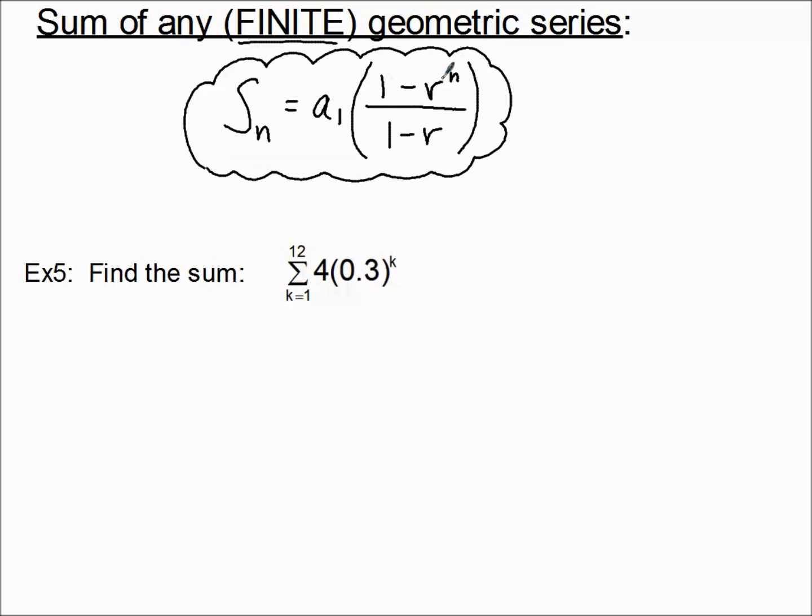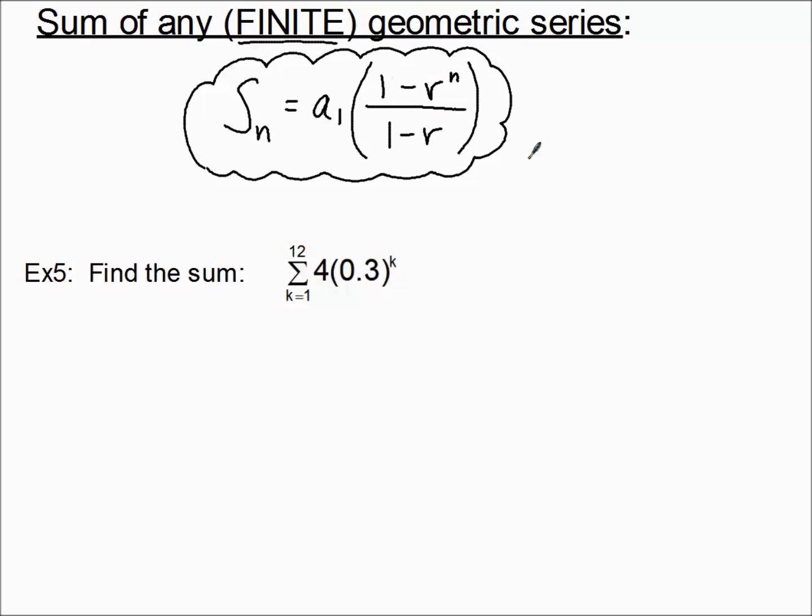Now understand that this numerator is not the same as this denominator. There's no common factor to cancel away. This has r to the n power in the numerator. But also watch out for your order of operations. We'd be doing our exponents first, and then we can do our subtraction up here and subtraction down here, and then our division, and then finally our multiplication.